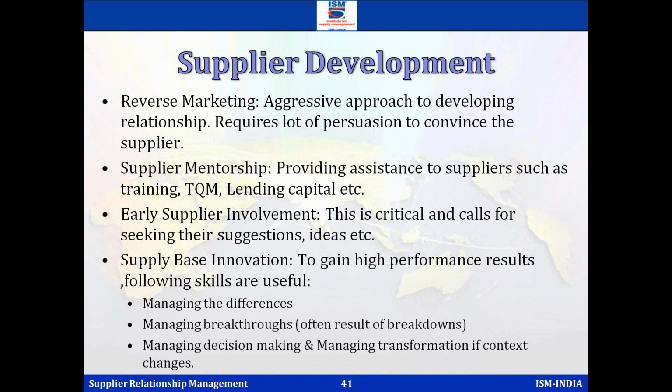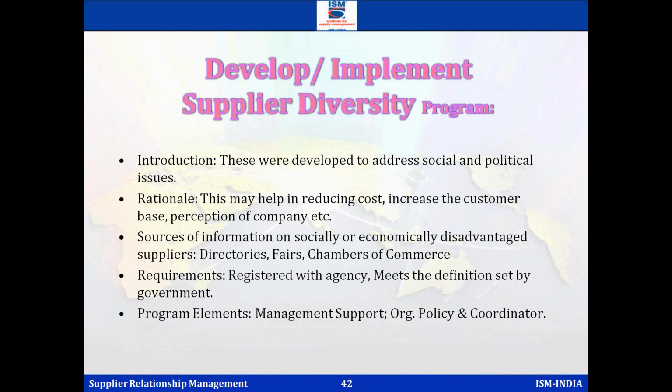So that's where I think we need to get the benefit from the supplier. Supplier diversity programs, we have to develop it and implement it. Now in some countries this is a must, and this is basically to promote, in the US I would call around the women entrepreneurs and minority entrepreneurs. So to make them entrepreneurs, they encourage the big companies to use them. So source of information on socially or economically disadvantaged suppliers, the list is available. So if I can use those suppliers who are coming from economically disadvantaged groups, I think that's the way I'm bringing diversity around.